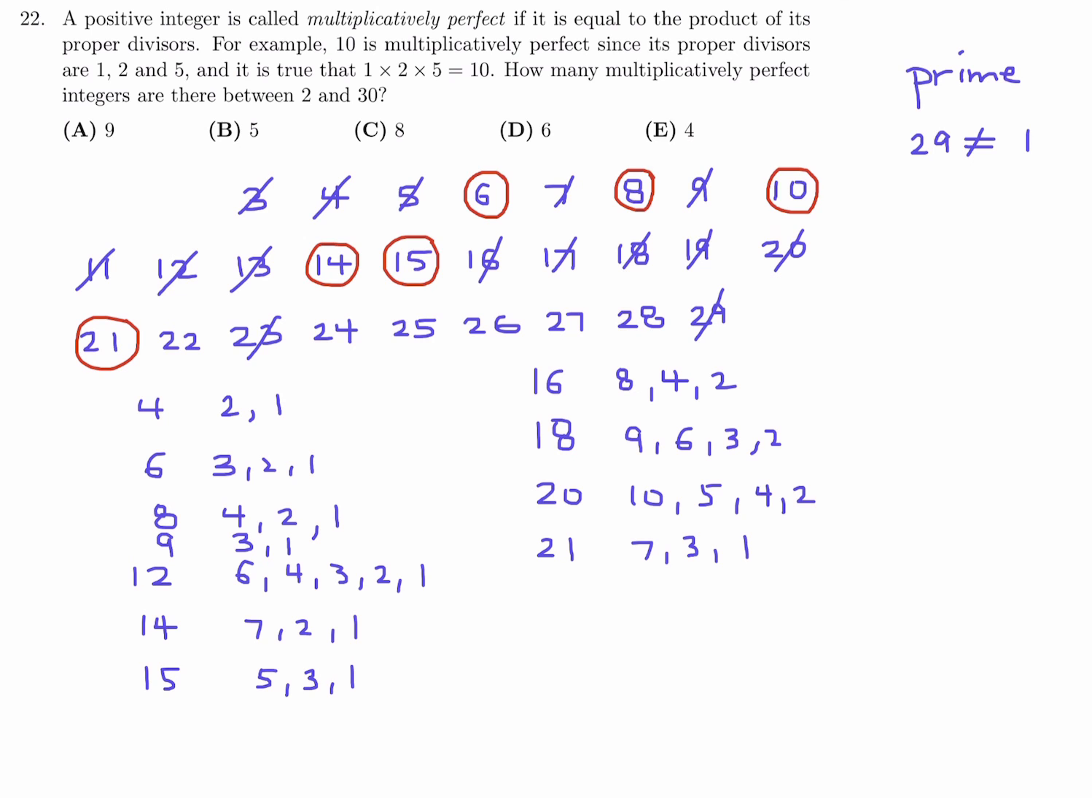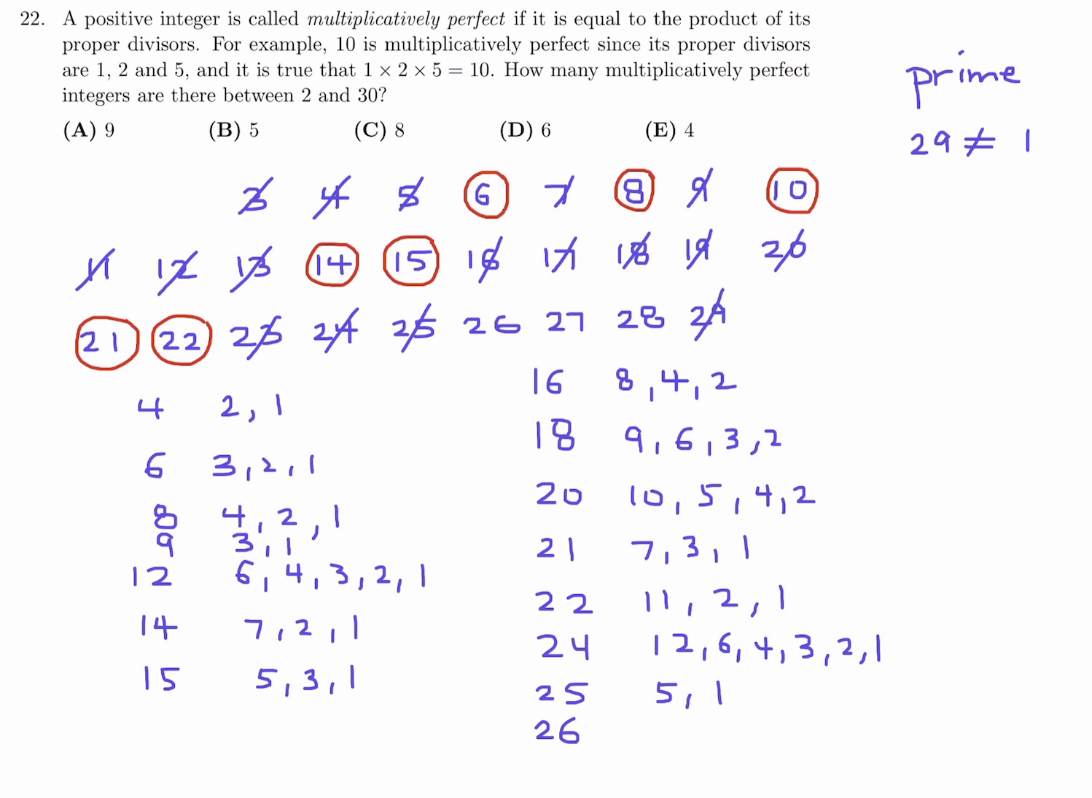Next one, let's see here, 22. Its factors are 11 and 2 and 1. You multiply those, you get 22. So that's one to include. 24, its factors are 12, 6, 4, 3, and 2 and 1. And obviously, when you multiply those, you get much greater than 24. 25, its factors are just 5 and 1, and that won't work. 5 times 1 is just 5.